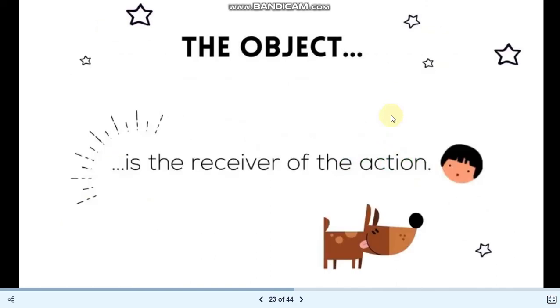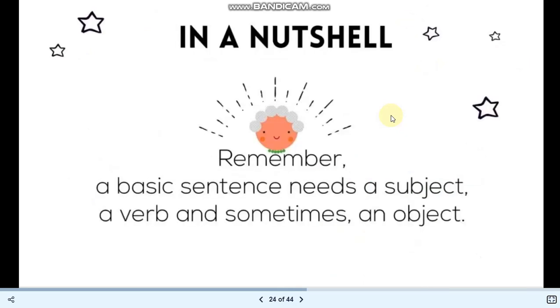So what does it mean, the object? The object is the receiver of the action. So the subject is the doer of the action, and the receiver of the action is the object. In a nutshell, you have to remember a basic sentence needs a subject, a verb, and sometimes an object. Sometimes an object is just like an extra part, but a simple sentence should have a subject and a verb.